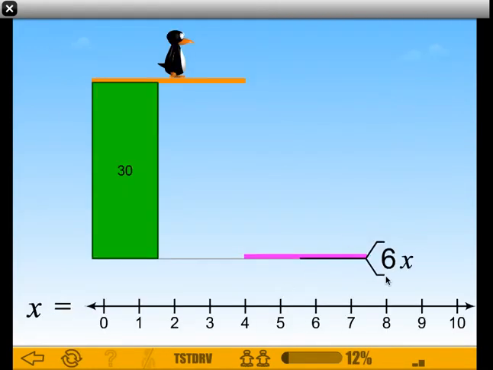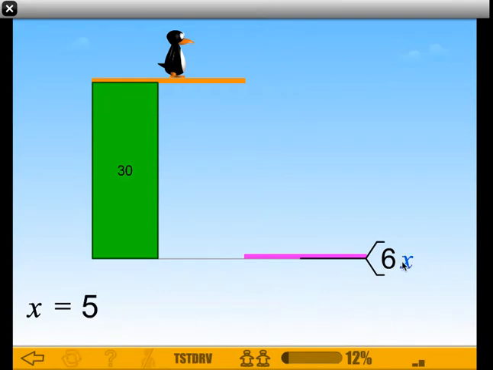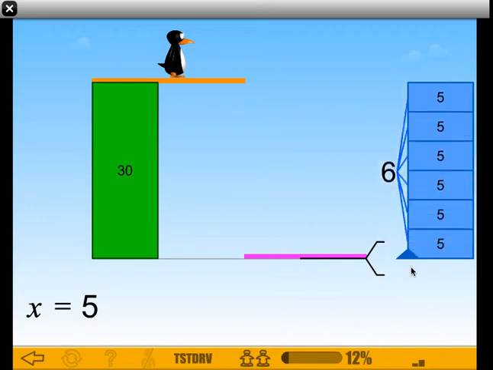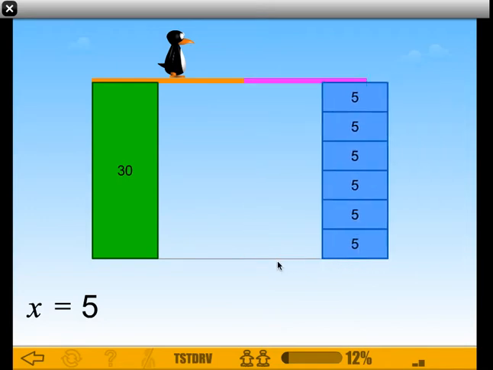In this case, we have 6 times some unknown value. And so we have 6 times some amount will give us 30. And in this case, the value of x will be 5, because we know that 6 times 5 equals 30.